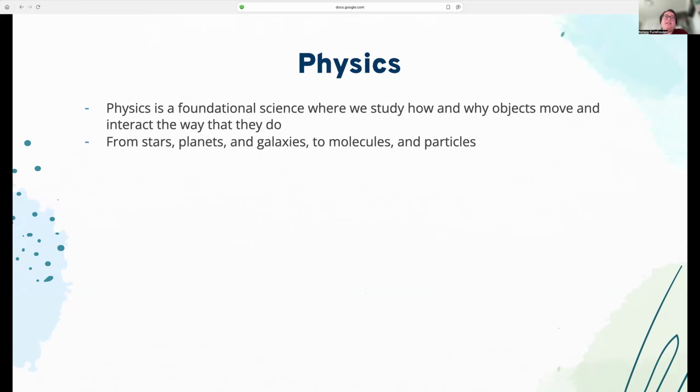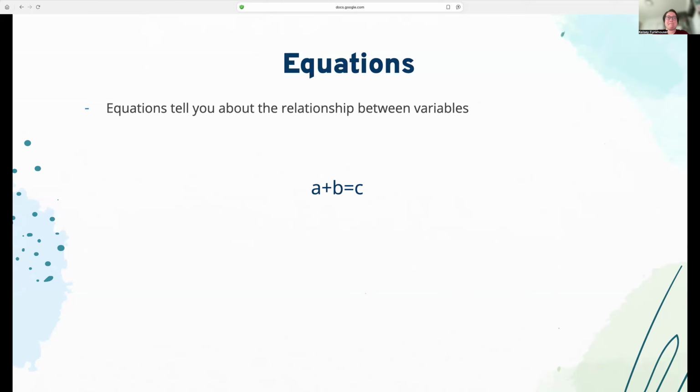So, physics itself is a foundational science where we study how and why objects move and interact the ways that they do, from stars and planets and galaxies down to molecules and particles. We, in this class, will primarily be working at a scale between those two things. So instead of a planet, it would be a ball or a person. But the physics is mostly the same at all of those scales. And we can talk about planets and stars if folks want later on in the quarter. Although, I mean, we could also maybe talk about molecules and particles too. That's an option. So let's talk equations now.